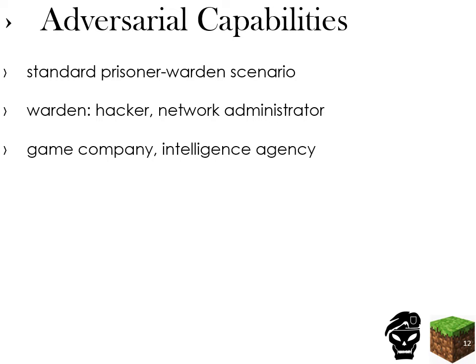And in our case, Eve is automated because video game traffic is fairly significant. It's one of the largest components of internet traffic as a whole. So it's not possible for humans to surveil all of it. But in this case, our warden could be a hacker, it could be a network administrator working for an organization or a company. She could be someone working for a gaming company, like maybe Nintendo, who wants to see what kind of communications are happening between players. Or she could even be working for an intelligence agency.